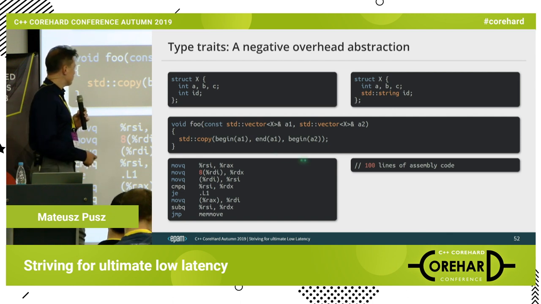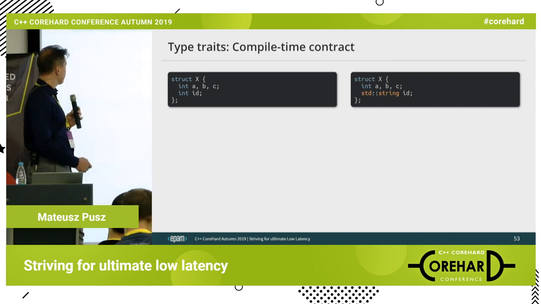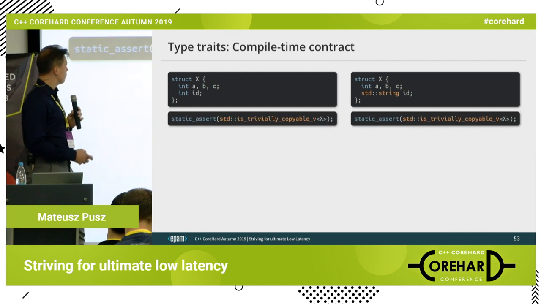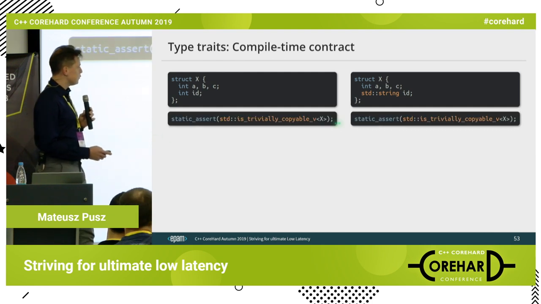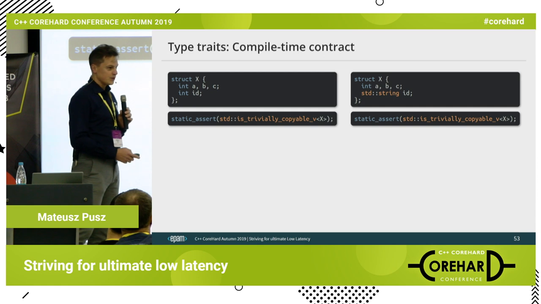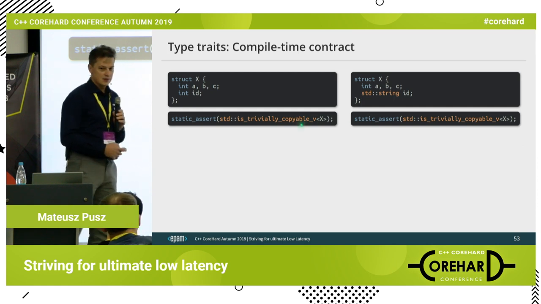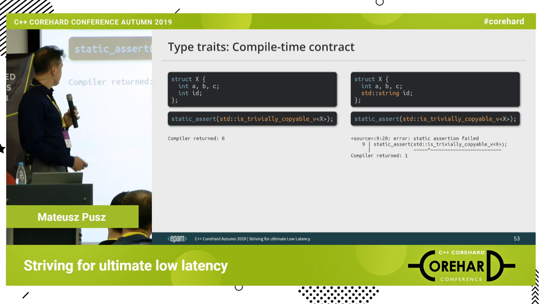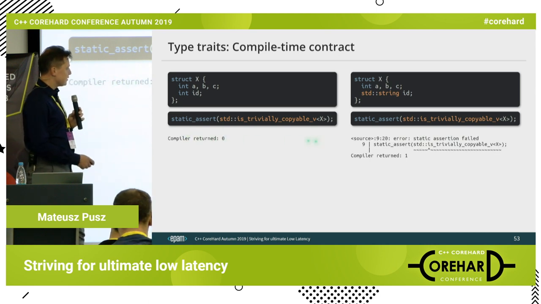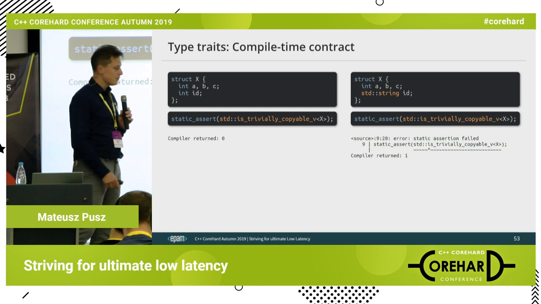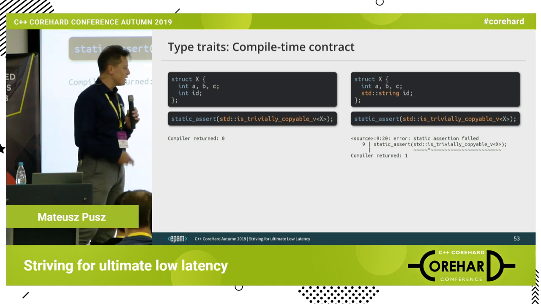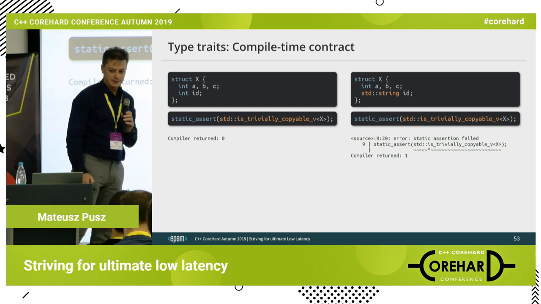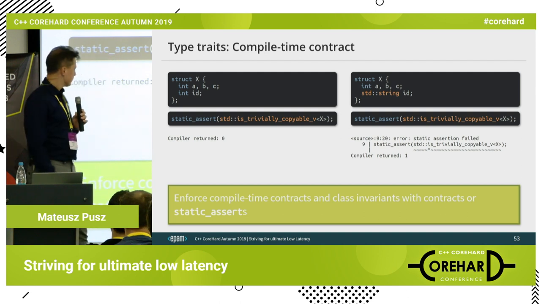If you really, really want to do this with memcpy, just make sure that you put things like this together with your type in a header file. Just type it explicitly: this type is meant to be trivially copyable. Then, in this case, the compiler will compile fine. Here, you have a static assertion saying that someone just violated invariants of your class.